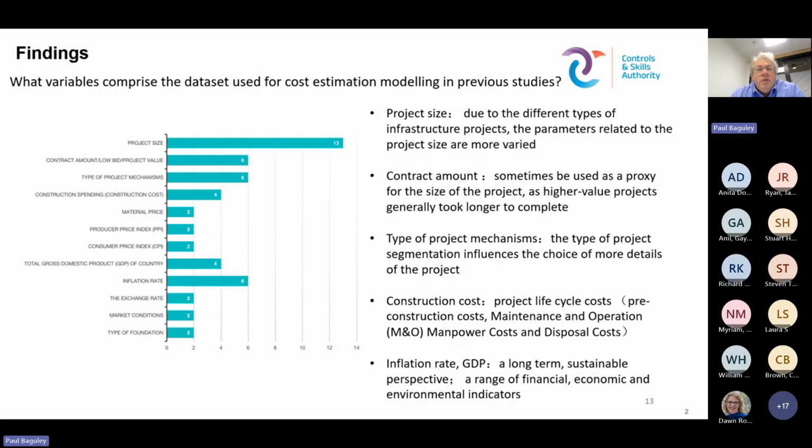You can see the most frequent is project size, as you would kind of expect. I guess there is some sort of Pareto there. Inflation rate is the next most impactful one. Type of project mechanisms, a lot of that is about the diversity of projects in these major project data sets. They're doing different things in different ways.